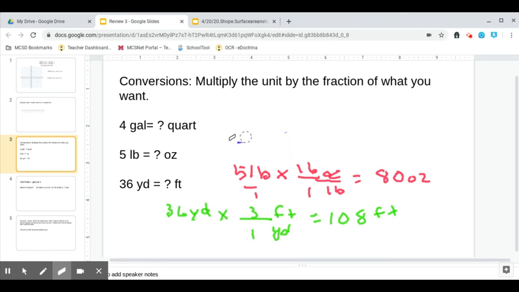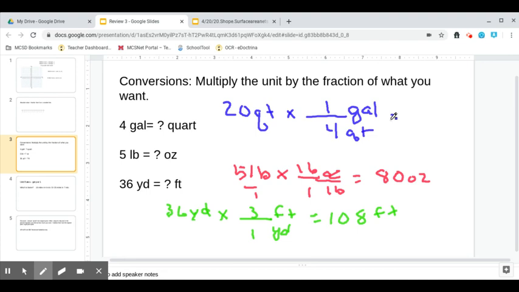Okay. Let's say I have, back to blue, let's say I have 20 quarts. I want to know how many gallons that is. So I'm timesing it by gallons. And I know 1 gallon is equal to 4 quarts.